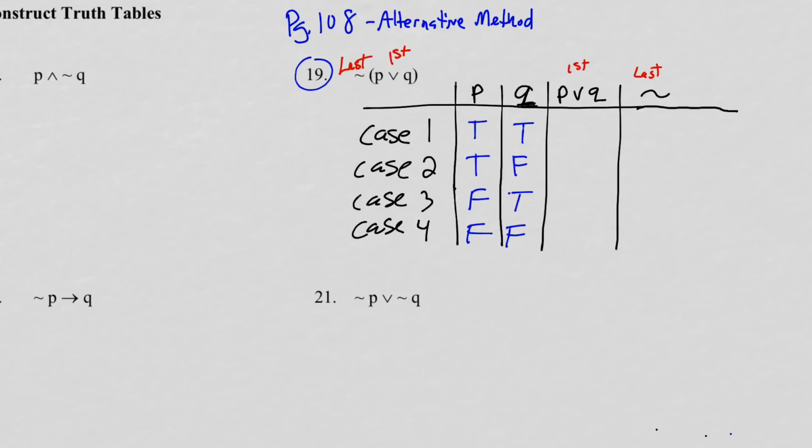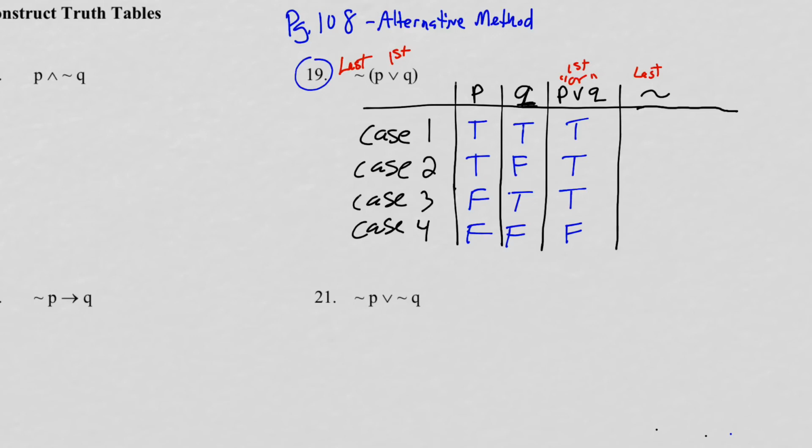So the first thing we're looking for is or. This is or. So all we need is just one truth for it to be true. So we're going to start filling out. This is true because we have two that are true. This one is true because there's one true. This one is true because there's one true. And this one's false because there aren't any that are true for the or.